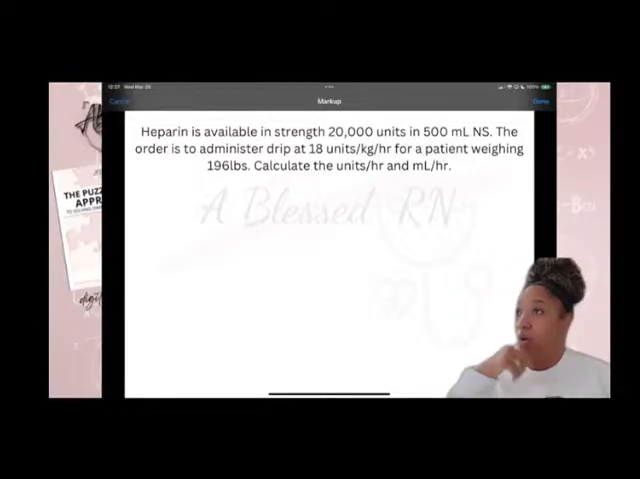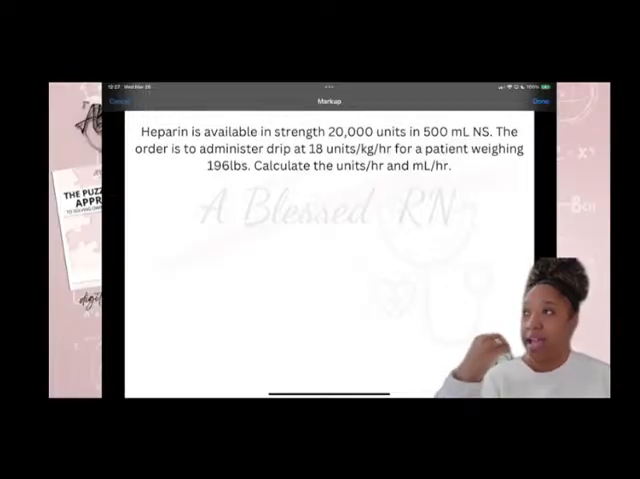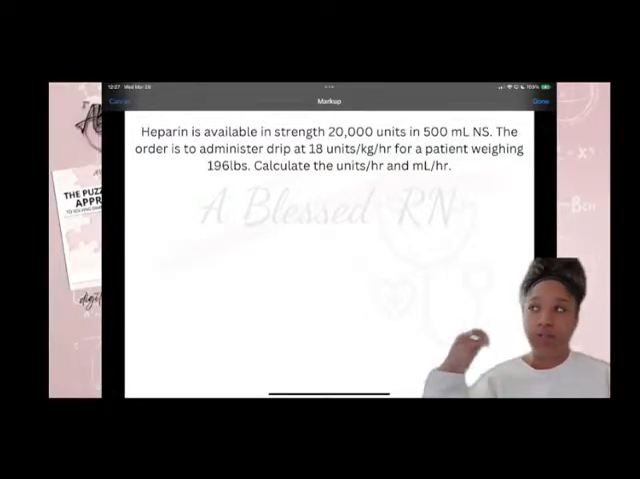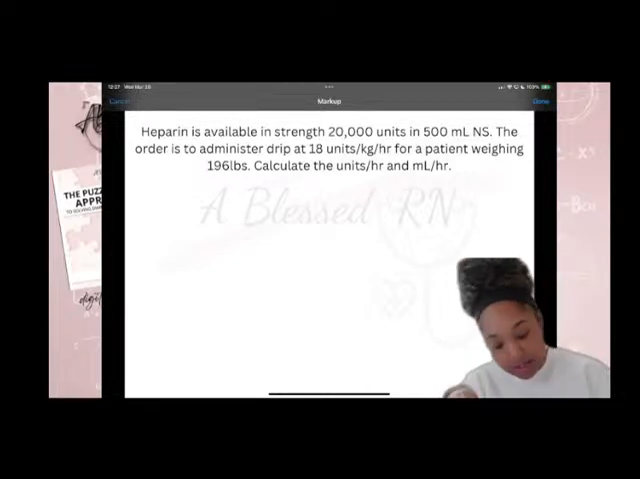So, we've got 20,000 units in 500 milliliters of normal saline. The order is to administer a drip at 18 units per kilogram per hour for a patient weighing 196 pounds. Calculate the units per hour and milliliters per hour. Okay, so this is asking for 2 different things. So we'll do 2 different problems. Let's do the units per hour first. So our goal would be units on the top, hour on the bottom.